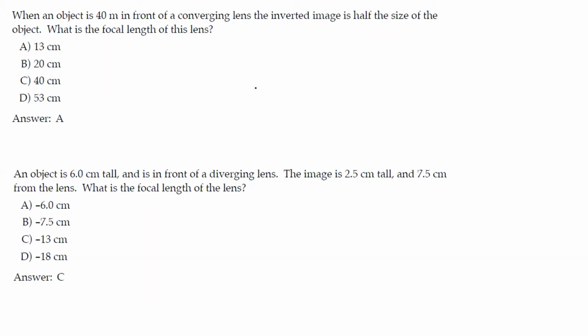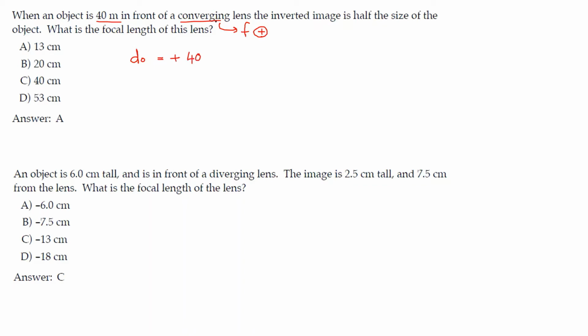Okay. So you all have done it. So when an object is 40 meters in front of a converging lens. So converging is again F is positive. 40 meters means in front is positive for an object. So D naught is plus 40.